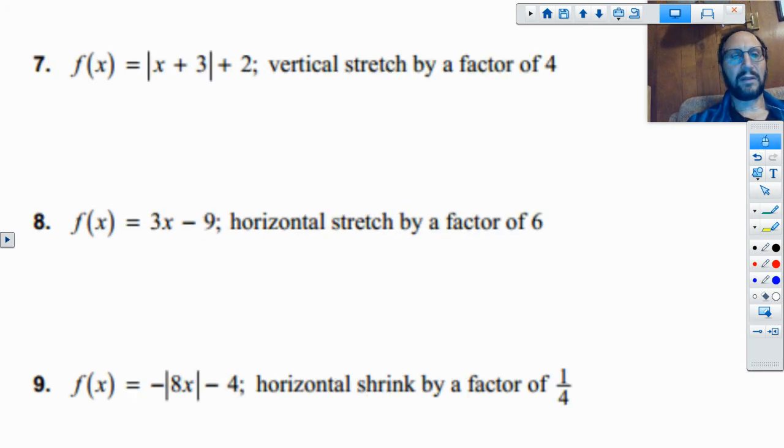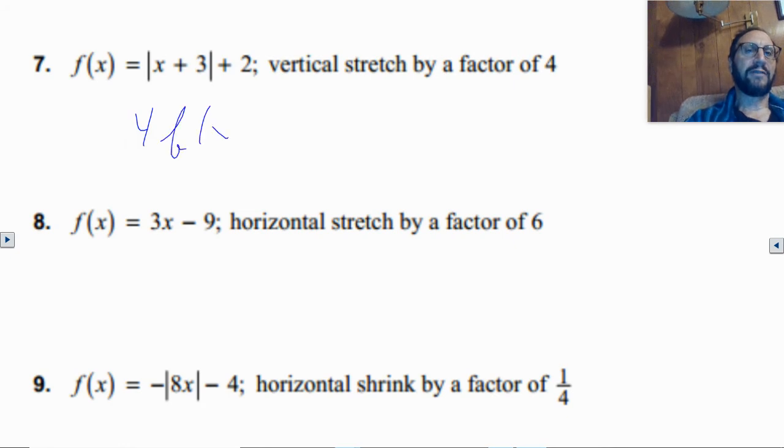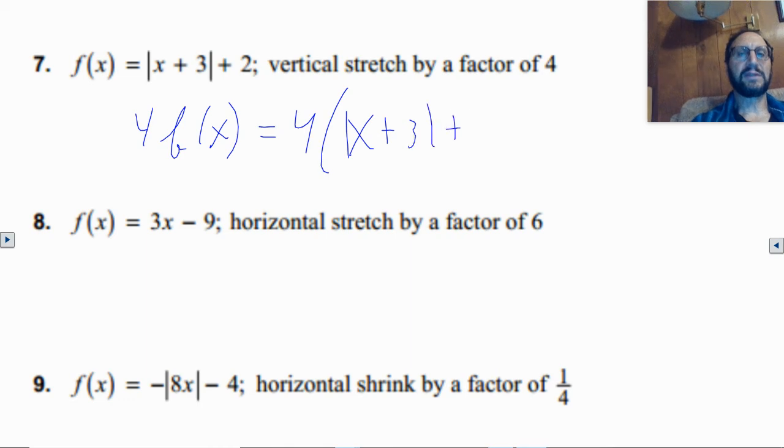All right, I think this might be our last one, but I think there are some other type of examples after this. So this says a vertical stretch by a factor of 4. So that'd be 4 f of x. If you haven't paused, you should pause before I do these so that you get the benefit of it. 4 absolute value of x plus 3 plus 2. So 4 absolute value of x plus 3 plus 8 if you distribute it out.